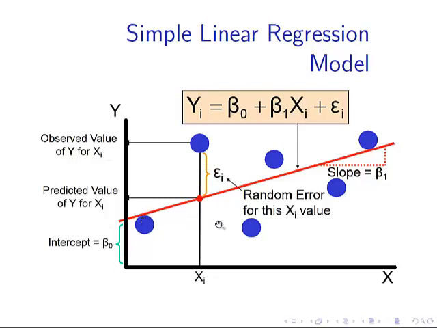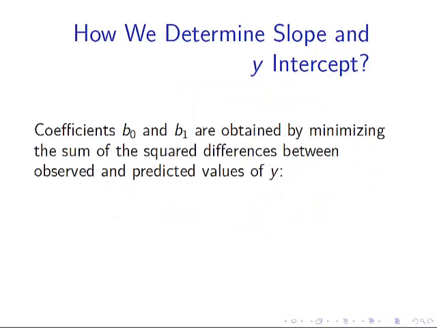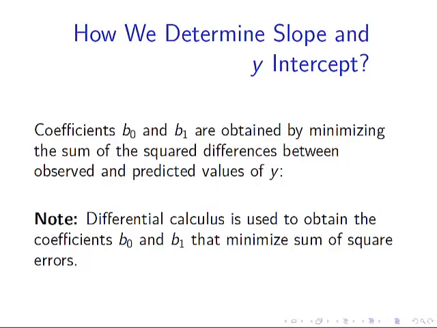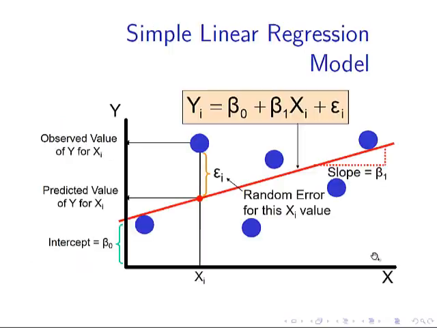Here the distance squared, here distance squared, and so on. If we find the sum of all these squares, and then find the line which makes this sum minimum, then this line we call the regression line. For this case, differential calculus is used to obtain the coefficients b0 and b1 that minimize the sum of squared errors. These distances we call errors here.